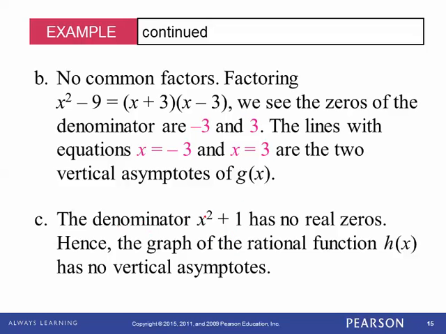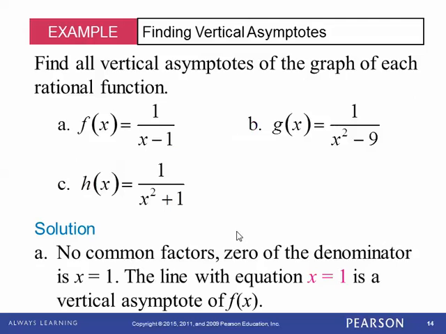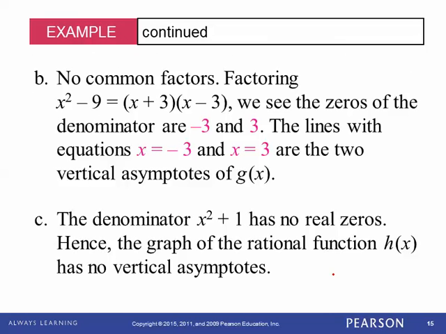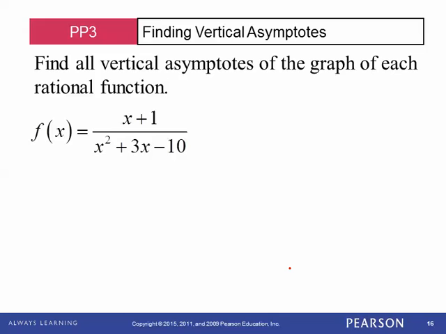x squared plus 1, when does that equal 0? It never equals 0. There's never a time where there's a vertical asymptote on this particular problem here. That's kind of interesting how that's going to work. So hence no vertical asymptotes for this one. Okay, our problem.